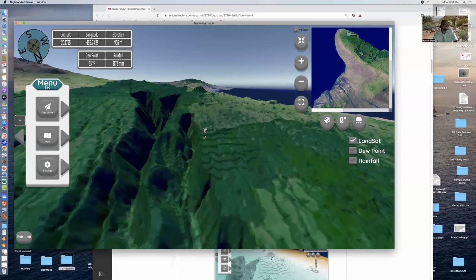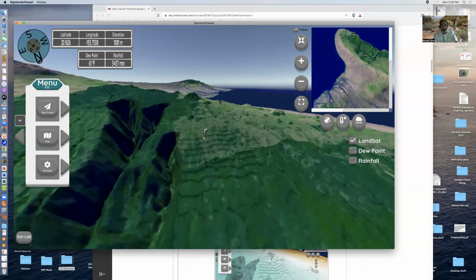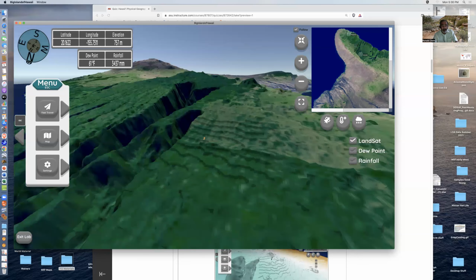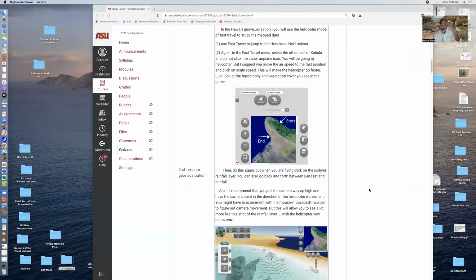So that's the gist of it. I'm going to hit spacebar. Spacebar, drop the rabbit. And now I'm going to go back to the Canvas module.